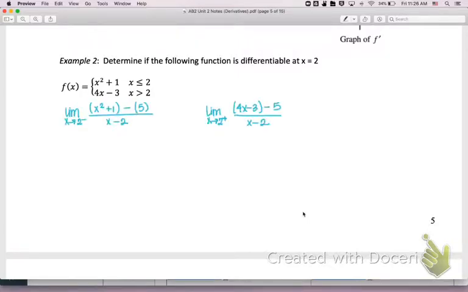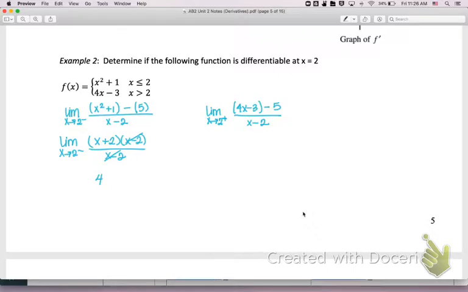F of x in the first case is x squared plus 1. F of x to the right of 2 is 4x minus 3, minus f of a. A is 2, so we're going to plug that in for the x's, over x minus a, which is 2. So we can do a little bit of simplifying here. When I subtract, I get the limit as x approaches 2 from the left of x squared minus 4, which means I'm going to get x plus 2, x minus 2 over x minus 2. These will divide out, and so from the left, I get 2 plus 2, which is 4.